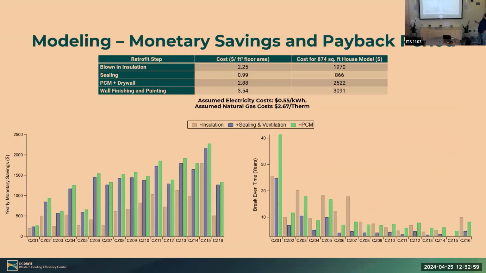Going into monetary savings and payback period, just to note that this is based on a field installation, so this is based off quotes from the LA home, as well as just different standards of costs. We modeled costs based off of square footage of the home as well, so square footage of wall area. So we were able to essentially say that the cost per square foot would be 2.25, 0.99, 2.8 for the different steps of the retrofit process, which is blown insulation, ceiling, PCM, and drywall, and wall finishing.